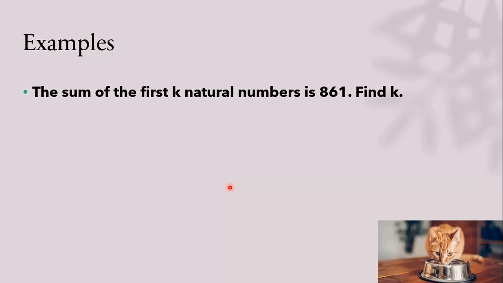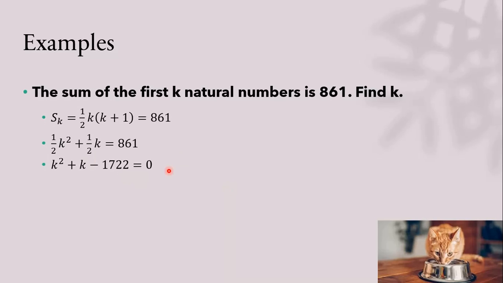Example. The sum of the first k natural numbers is 861, find k. So S of k is half k lots of k plus 1. And we know that is going to be equal to 861 from the question. So we'll expand the brackets. Half k squared plus half k is equal to 861.